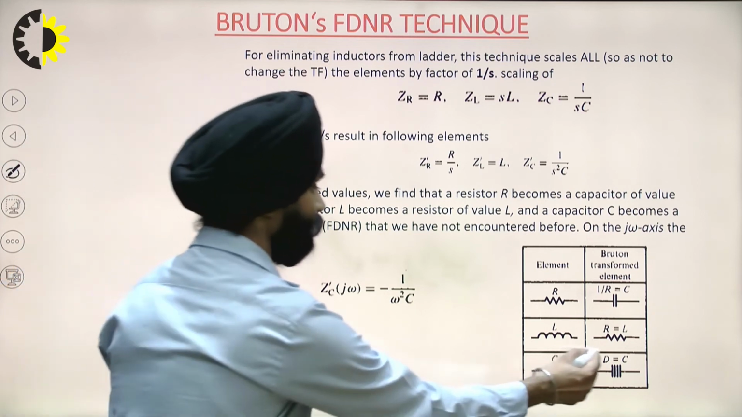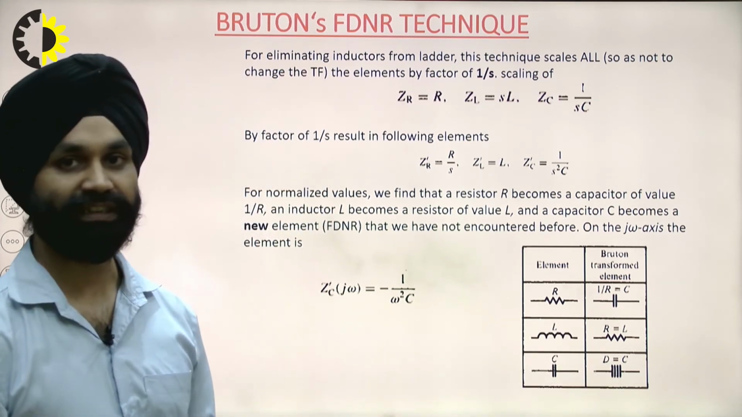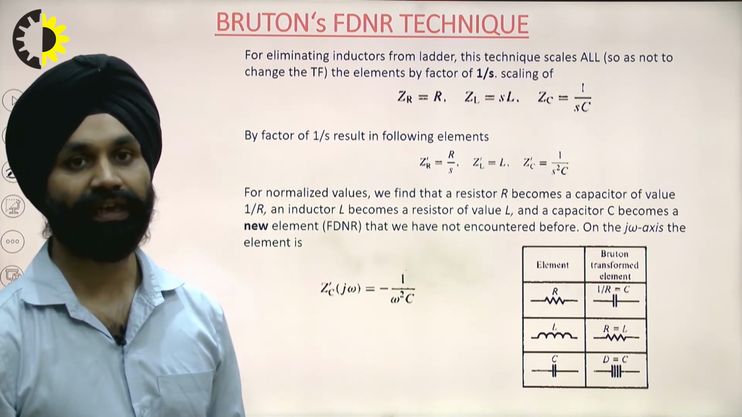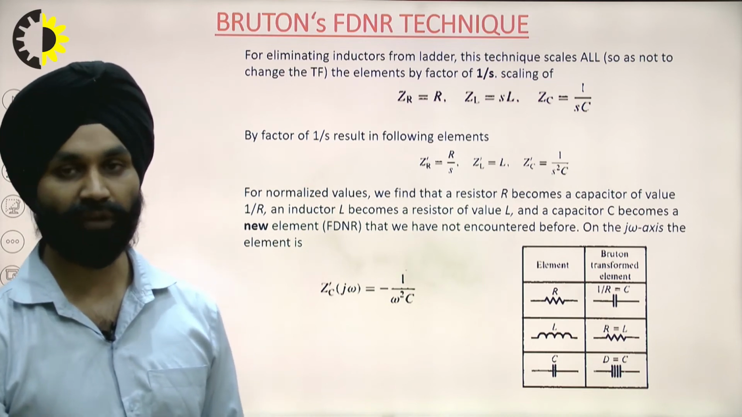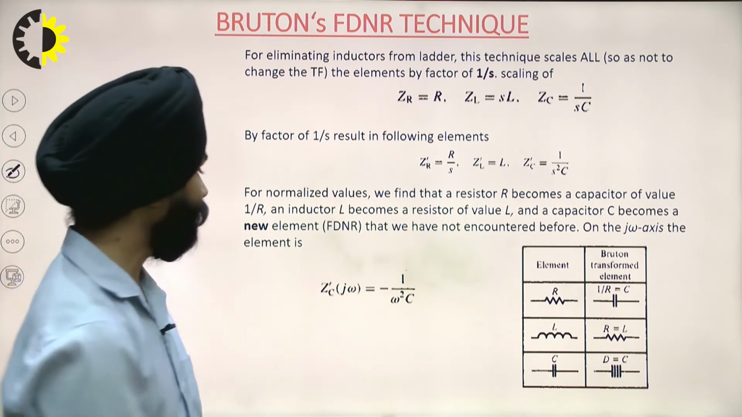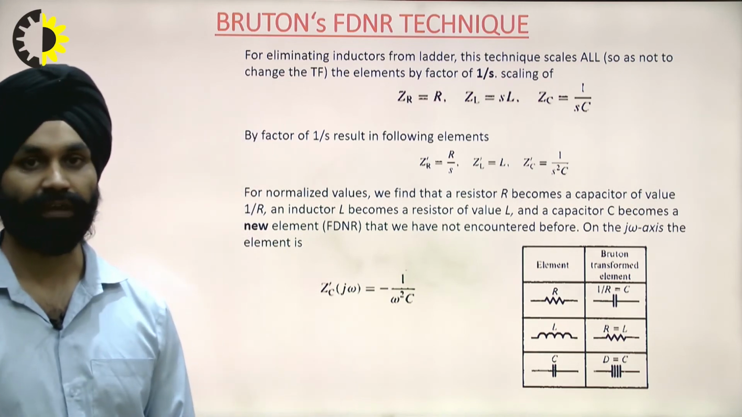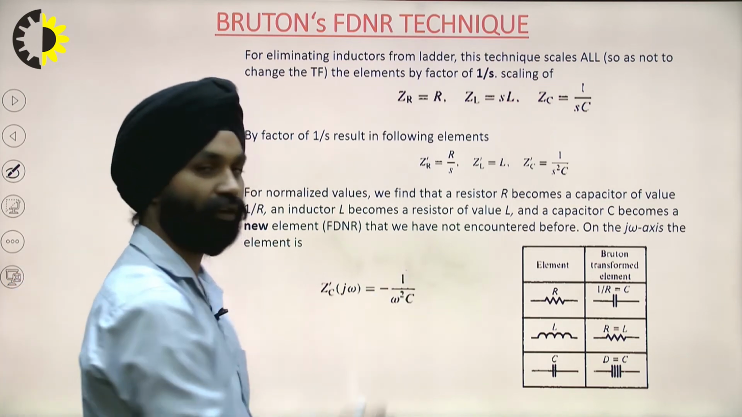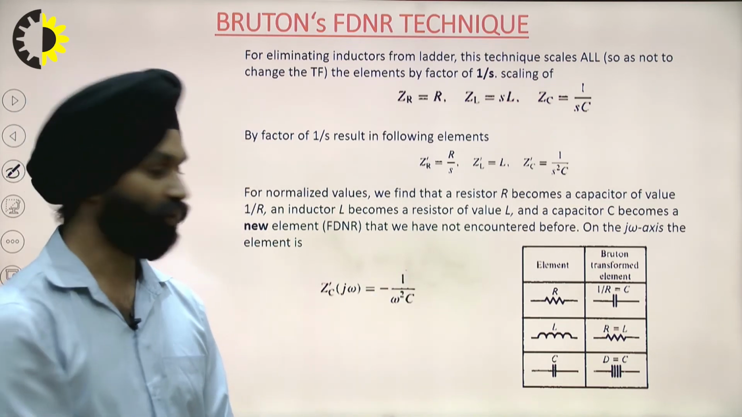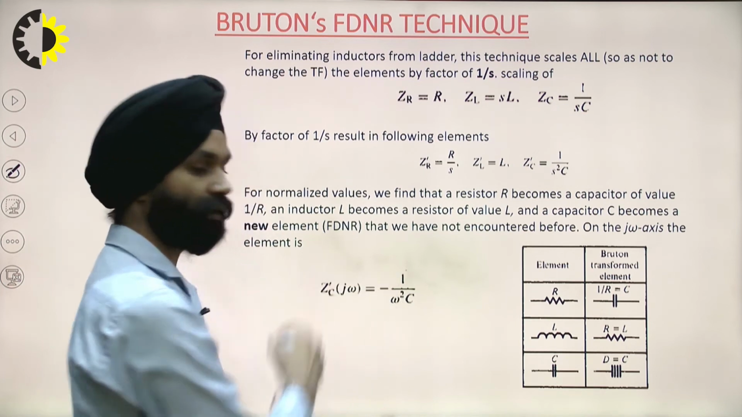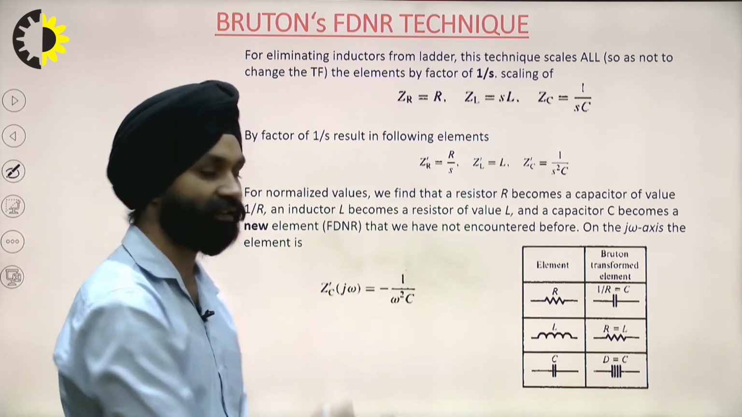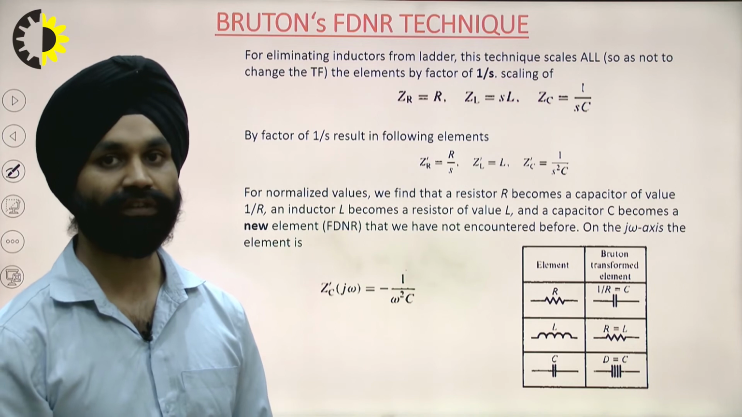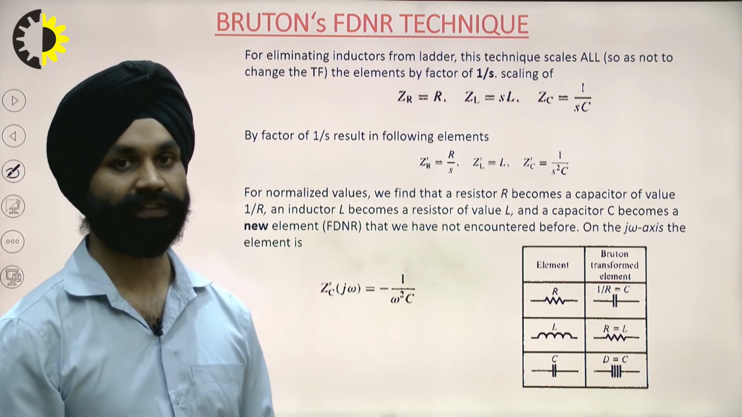Let's suppose that is D. Now let's focus on this D. This D is known as the FDNR, frequency dependent negative resistance, because there is an S term involved in it. So I can write it in terms of j omega: if I put S equal to j omega, it will be minus of 1 upon omega square C. So it is negative and dependent upon omega. So this ZC is a frequency dependent, omega dependent, negative value of resistance. That's why it is called FDNR.